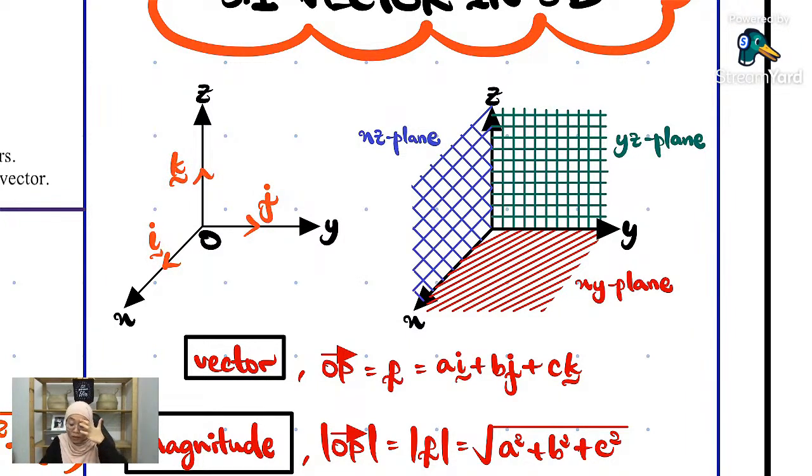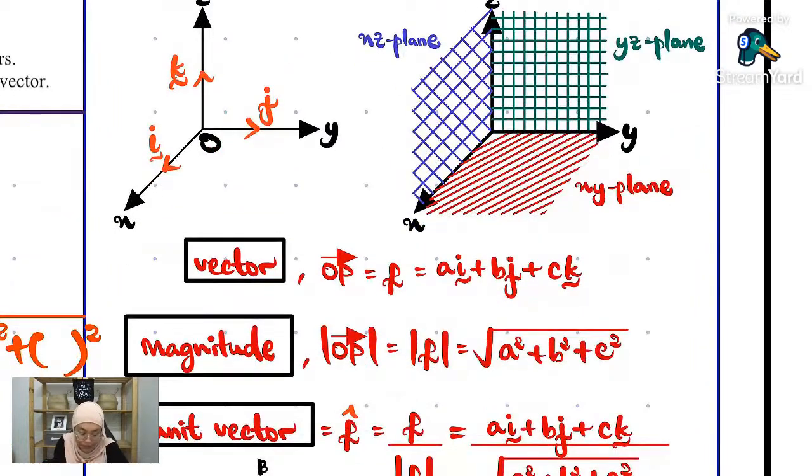Okay, and so you can see here, this is the XY plane. Sebab apa? Sebab dia berada di paksi X dan paksi Y. So we call it the XY plane. If some vectors are around here, blue color di sini, we call it the XZ plane. If the vectors are around here, we call it the YZ plane. I hope you know the terms lah at least buat pertama kalinya ini, okay?